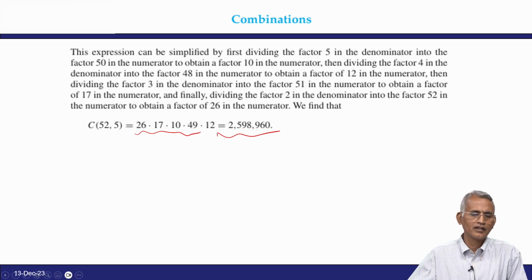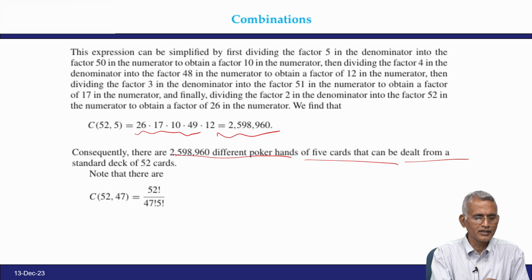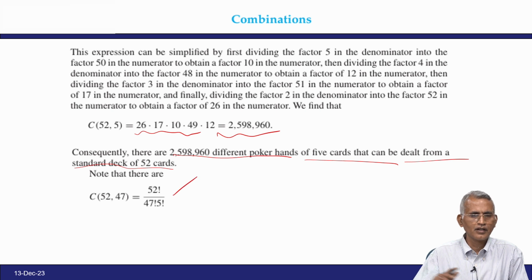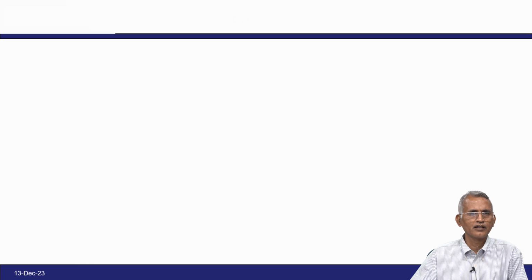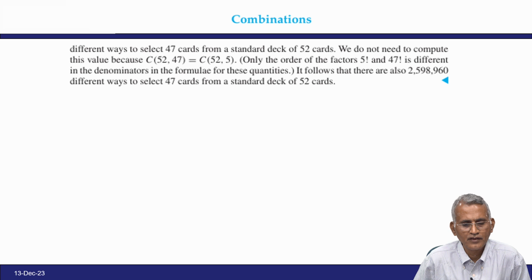So, this way we can calculate the combination. Consequently, there are 2,598,960 different poker hands of 5 cards that can be dealt from a standard deck of 52 cards. So, there are 52C5 equal to 52 factorial by 47 factorial into 5 factorial, which is equal to what? 47 cards from a standard deck of 52 cards.